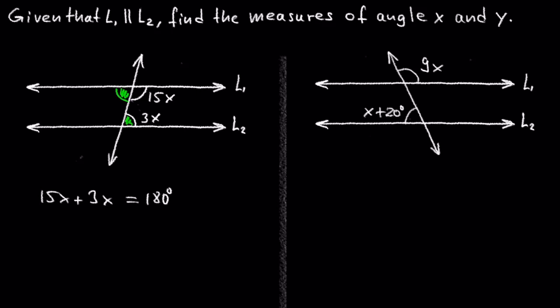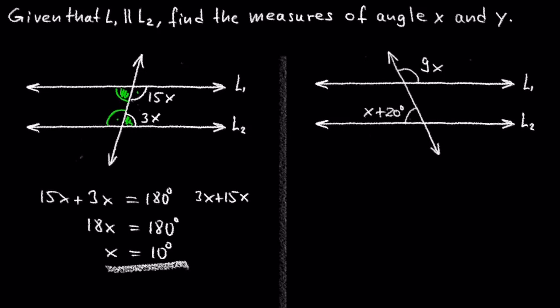15x plus 3x is 18x. And 180 degrees divided by 18 is 10. So we get x equals 10 degrees. By the way, we could also say this angle is 15x. And 3x plus 15x equals 180 degrees, which is similar to what we did.